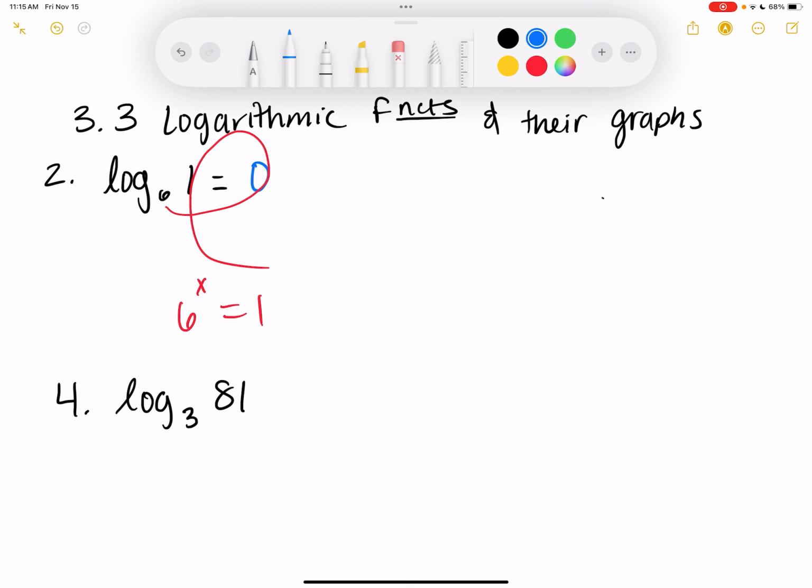What is it? Yes, that is true, but like 3 to a power. 3 to the 4th, so I would rewrite this as log base 3 of 3 to the 4th, and you have a property that tells you that that's equal to what? 4.